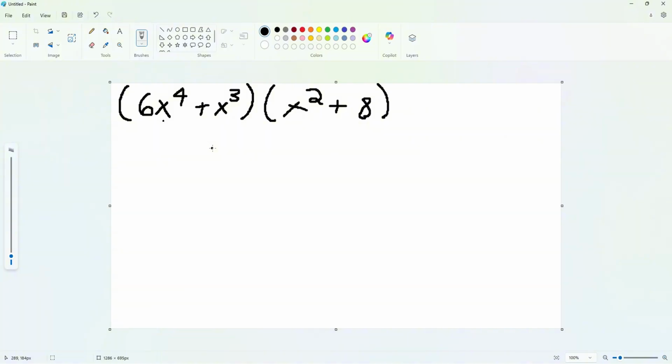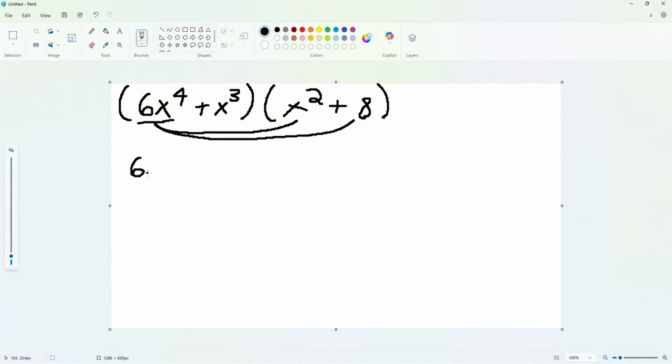Now, to end the video off, let's solve this question. Pause the video, and I'll give you as much time as you need to solve it. Alright, welcome back. Let's begin. So, let's first distribute 6x to the 4th. 6x to the 4th times x squared, 6x to the 4th times 8.